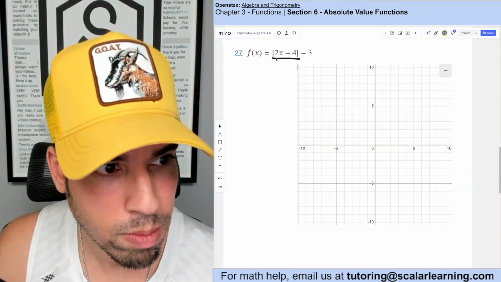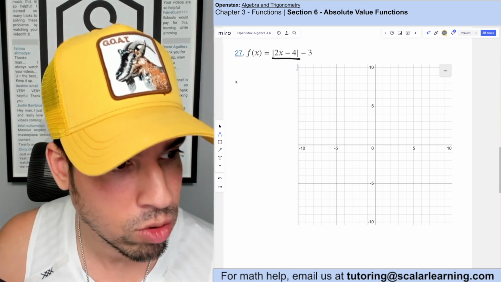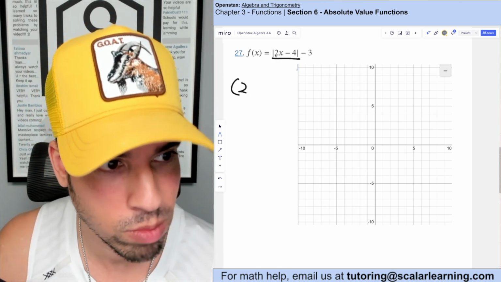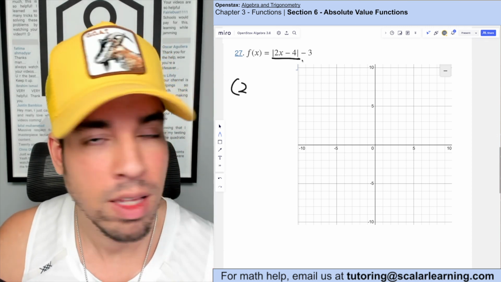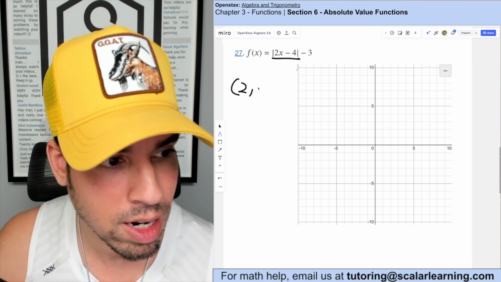So here we're going to start by zeroing out that inside part once again. What value of x is going to make that go to 0? That's going to be 2, right? 2 times 2 is 4, minus 4 is 0. And then the y value will be that negative 3 because you have 0 minus 3, negative 3.